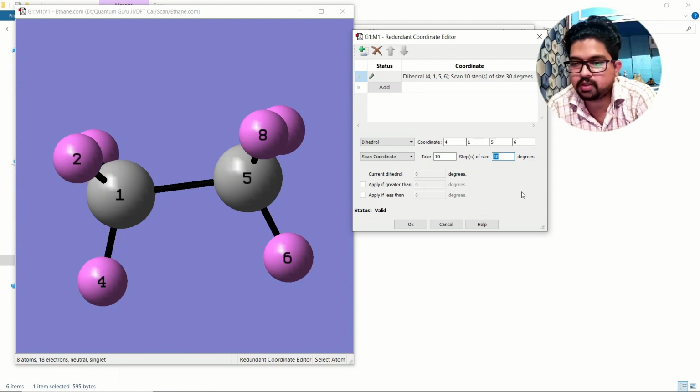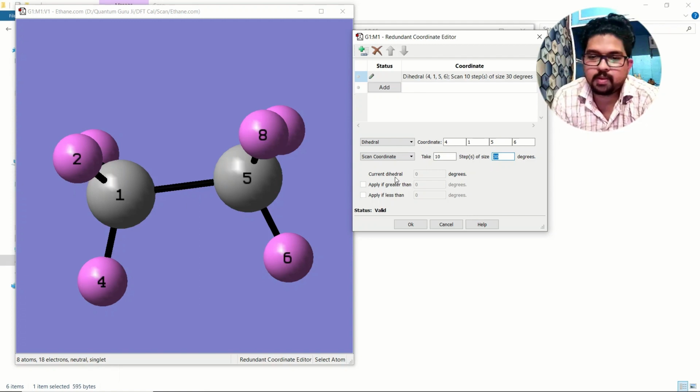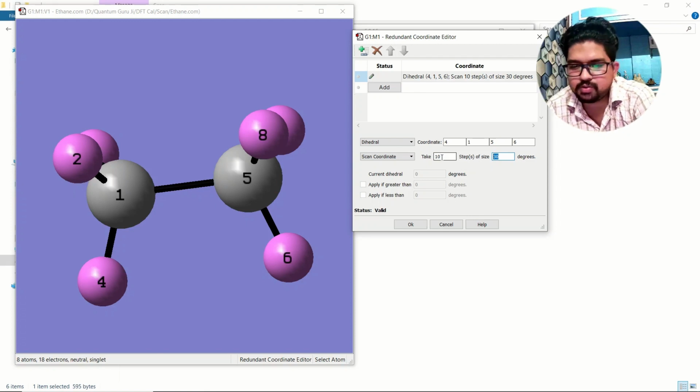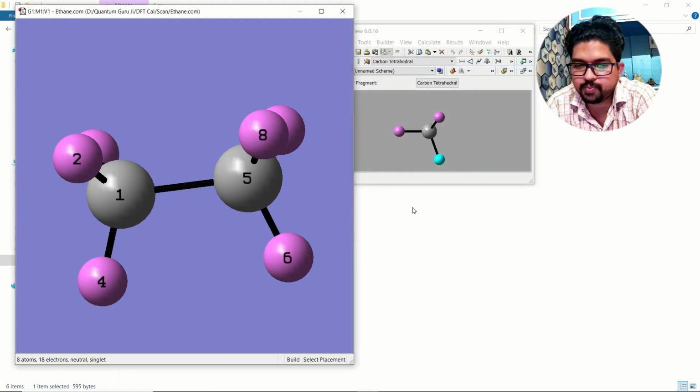You can reduce the steps and the degree based on your choice, because right now the dihedral is 0 and you need to reach 180. You need only 6 scan steps. This much is not even required. Even if you do 3, that's enough. Maximum you can use 6. Just for example, I have taken this much. Once you have selected this, click on OK.